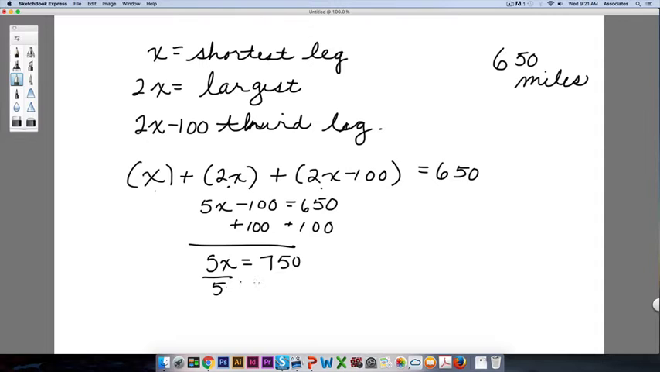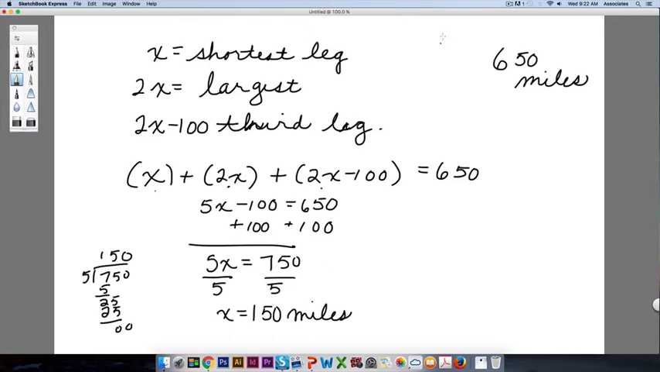Let's divide both sides by 5. So x equals 5 into 750. 5 goes once. Subtract, bring down. We get 2. And then 5 goes into 0 is 0. So the shortest leg is 150 miles. And it would be helpful if you came back up here and put it by your legend, but that's not always necessary.